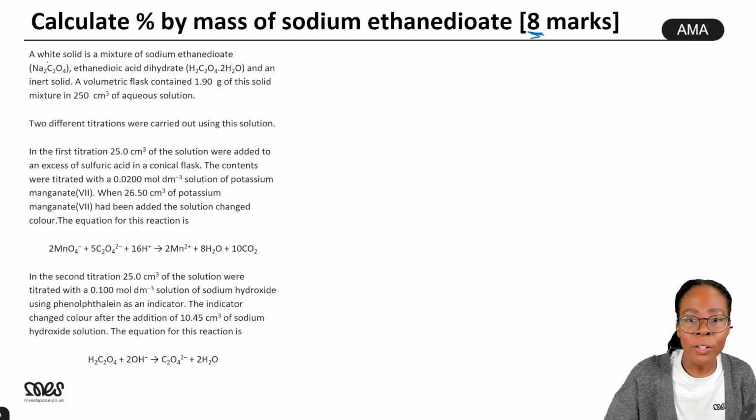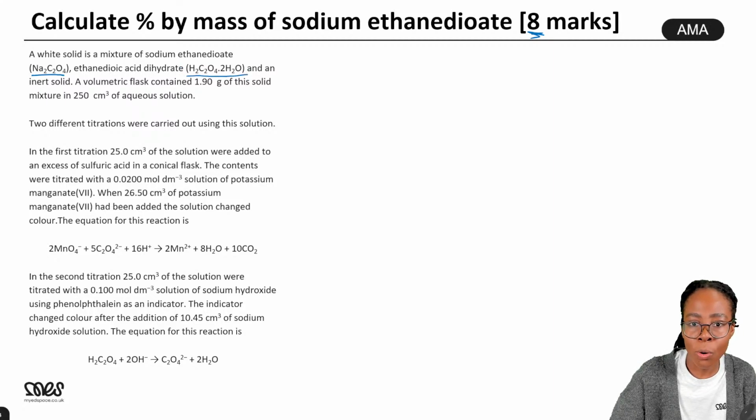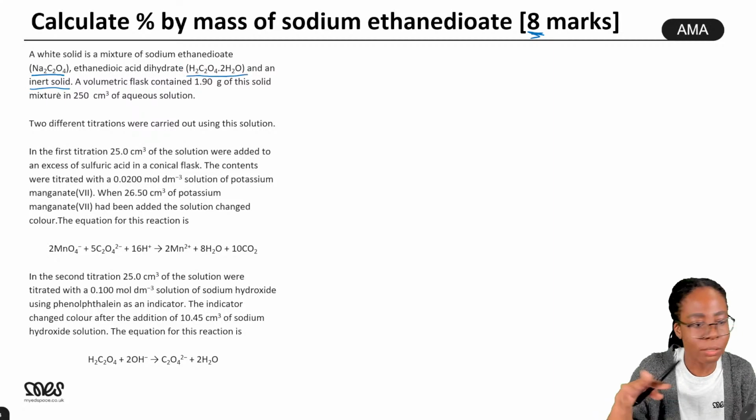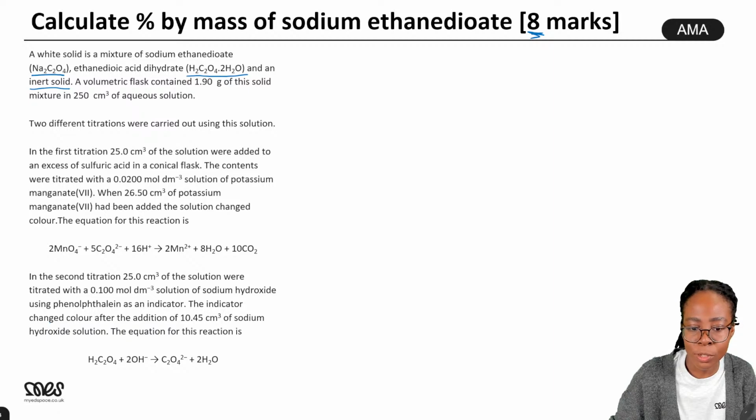We have got a white solid, and that white solid contains sodium ethanedioate and ethanedioic acid dihydrate, and also an inert solid, so just a solid that's not doing anything. A volumetric flask contained 1.90 grams of this solid in 250 centimetres cubed.